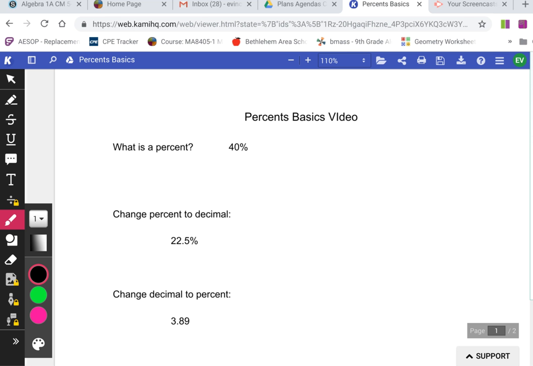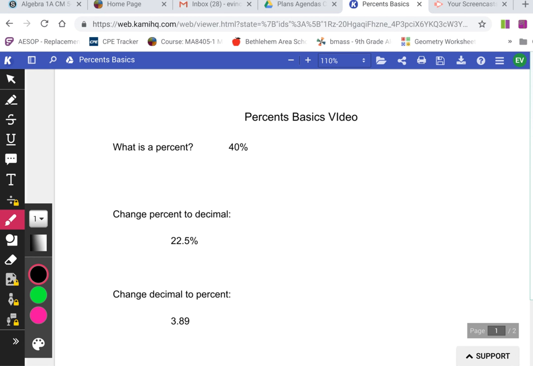Welcome to this video about the percents basics. So this video encompasses things like what is a percent, doing percents to decimals and decimals to percents, and fractions to percents as well. And we're also going to take a quick look at percent equations.